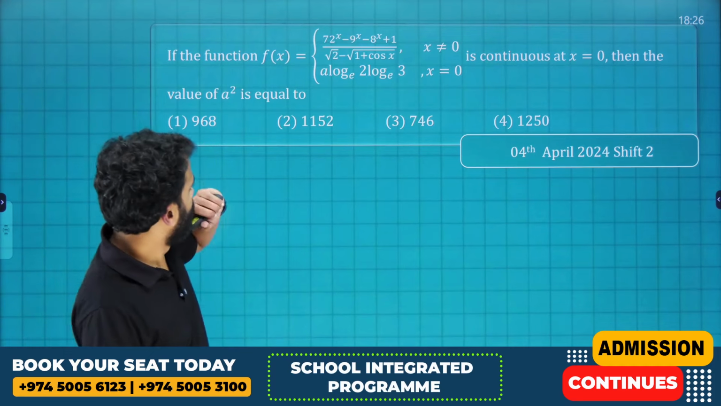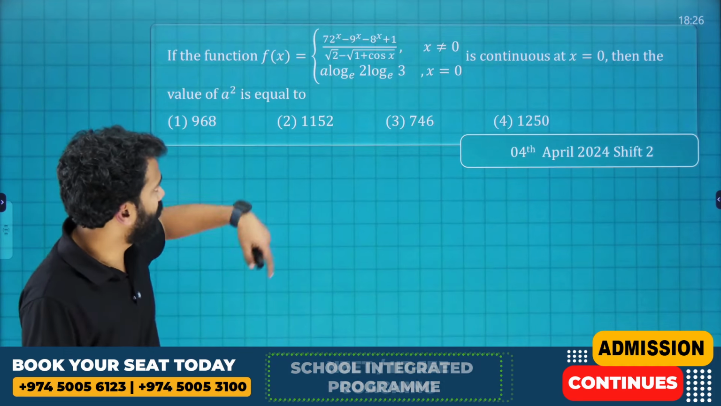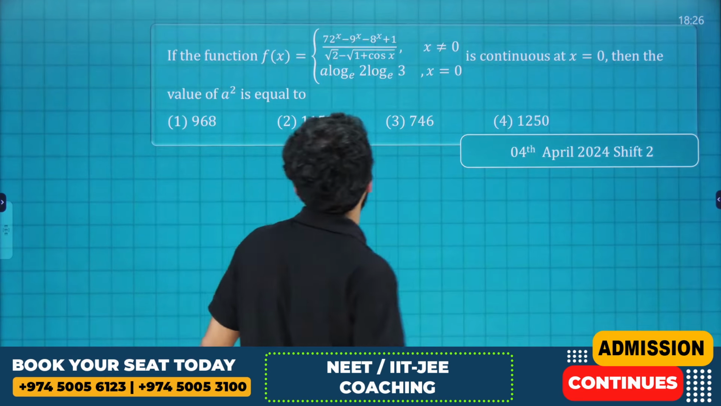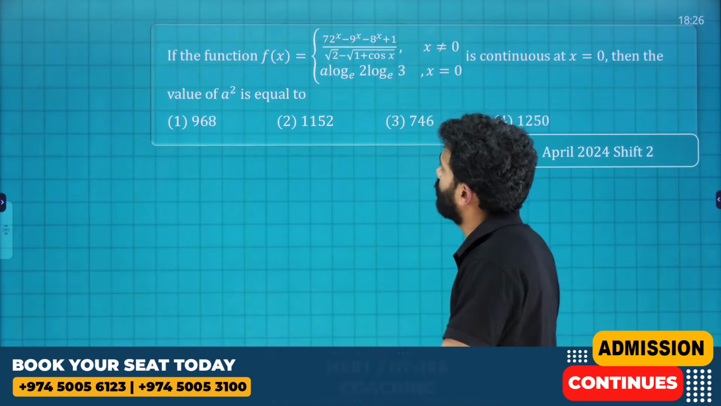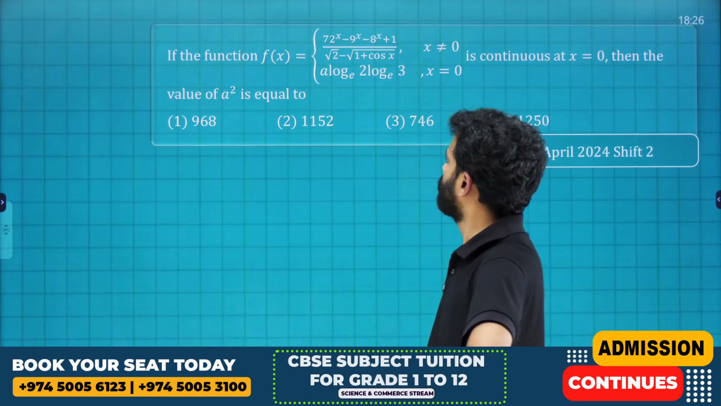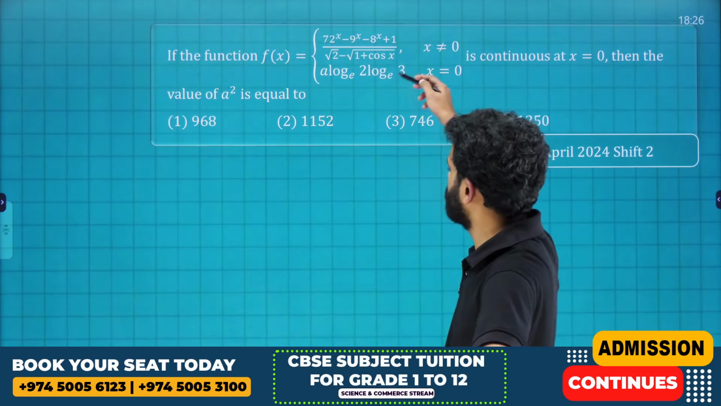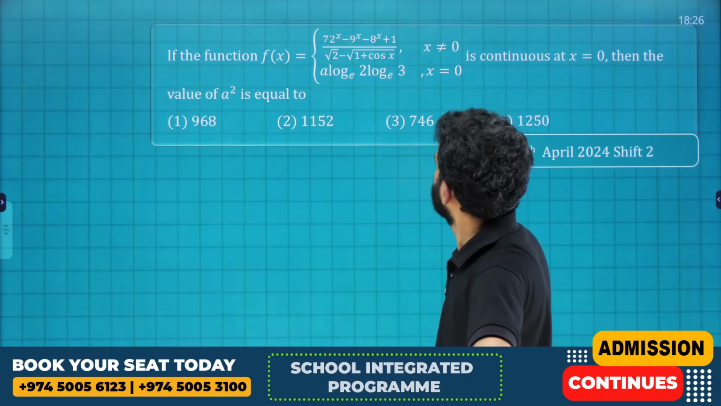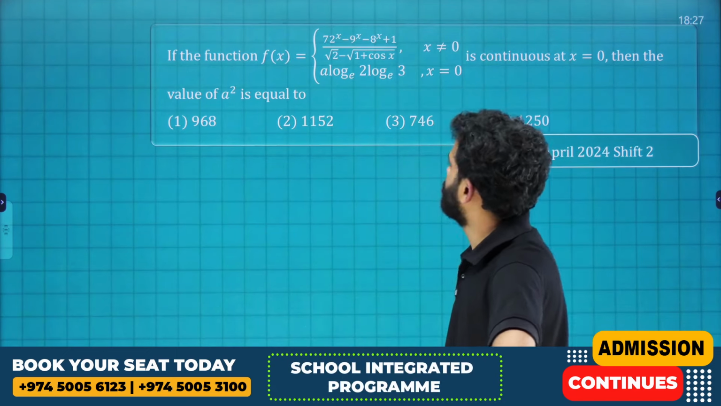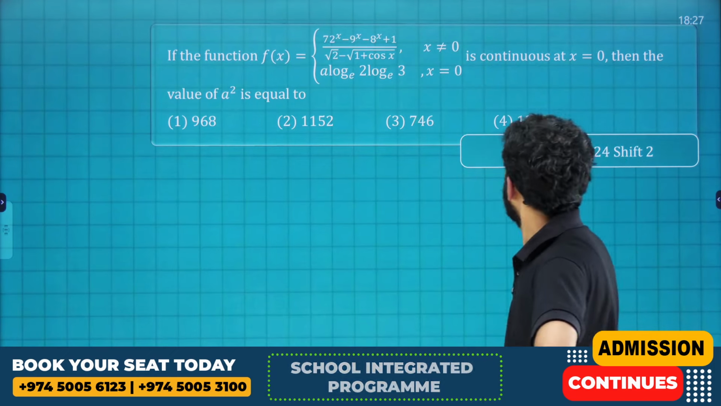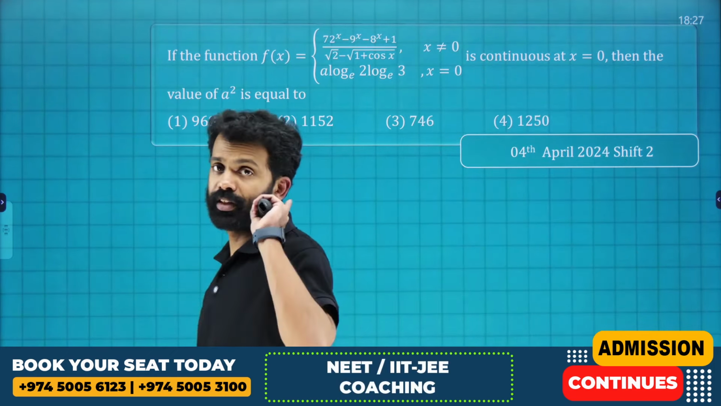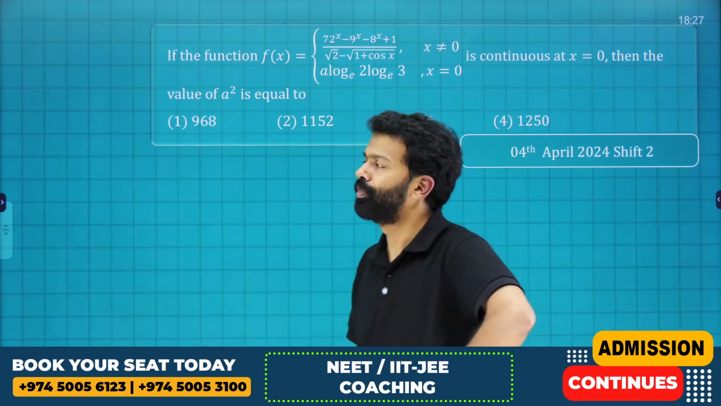Our very next question: if the function f of x is equal to 72 raised to x minus 9 raised to x minus 8 raised to x plus 1 divided by root of 2 minus root of 1 plus cos x when x is not equal to 0, and when x is equal to 0, it is a log 2 to the base c into log 3 to the base c. Okay, you need to find the value of a square when it is said that the function is continuous at x is equal to 0.